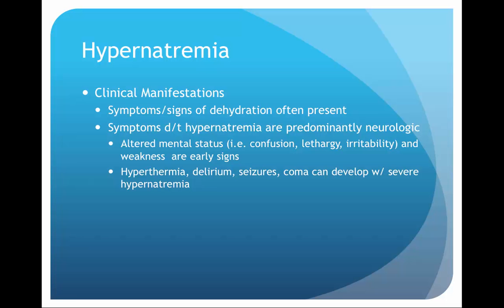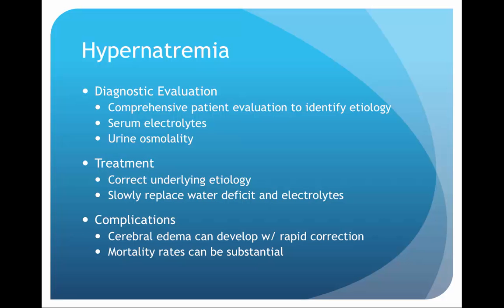Altered mental status, such as confusion, lethargy, irritability, and weakness, are early signs. Hyperthermia, delirium, seizures, and coma can develop with more severe hypernatremia. Clinical evaluation of hypernatremia begins with comprehensive patient evaluations to identify the underlying etiology. It is important to determine if the underlying sensation of thirst is present or absent, to identify the source of fluid loss, which is likely present, clinically assess the volume status of a patient, and perform a detailed neurologic exam.